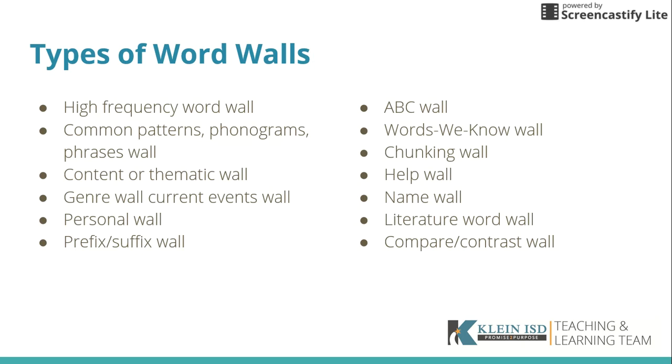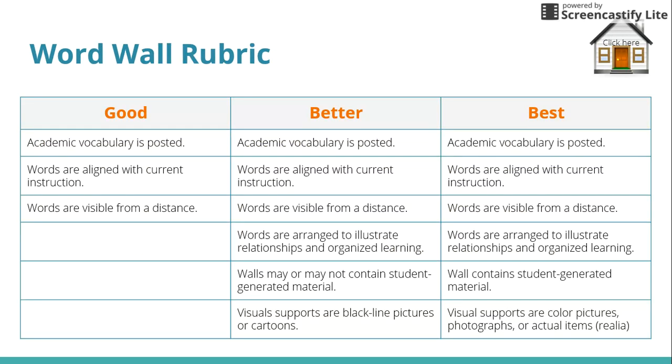Okay, you can see different types of word walls here. This is an example of a rubric, what a good word wall looks like, a better word wall, and the best. Of course, when you see the best word walls, they should have the academic vocabulary posted. Words are aligned with the current instruction. Words are visible from distance. Words are arranged to illustrate relationships and organized learning. Wall contains student-generated material, and visual supports are color pictures, photographs, or actual items.